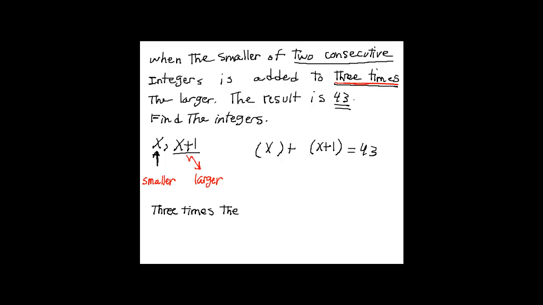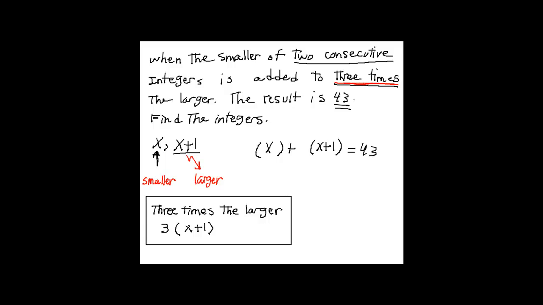3 times the larger number. Now, 3 times the larger number is 3 times x plus 1. So in here you have to include the 3. 3 times the larger number. Now this is the equation that we have.